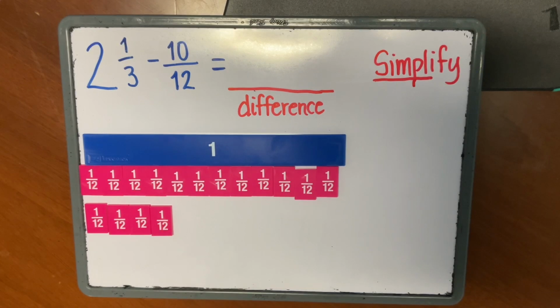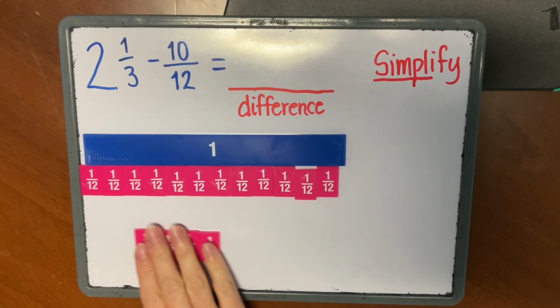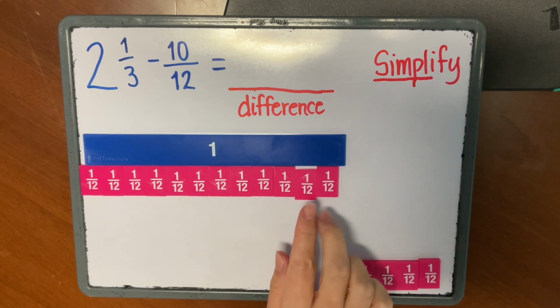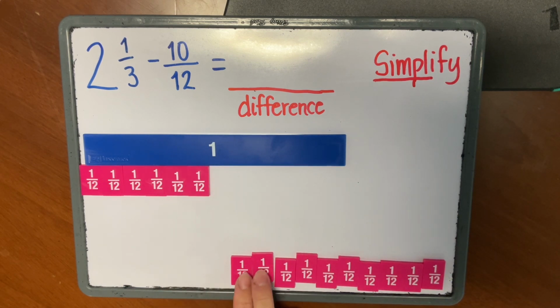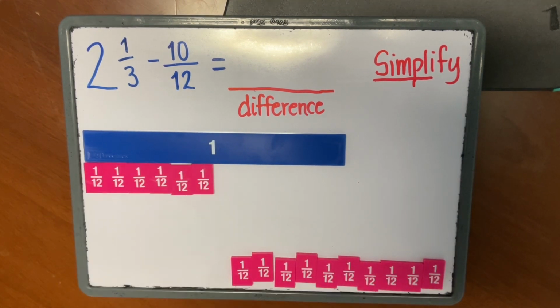Now can we take away 10 12ths? If you haven't got this far, pause the video and build this and see if you can take away 10 12ths and then simplify. Let's see how you did. Well, I can take away these 4, and I need to take away 10, so that's 6, 8, 10. 2, 4, 6, 8, 10. I've taken away 10, and I have this many left: 1 and 6 12ths. Well, what can that equal?